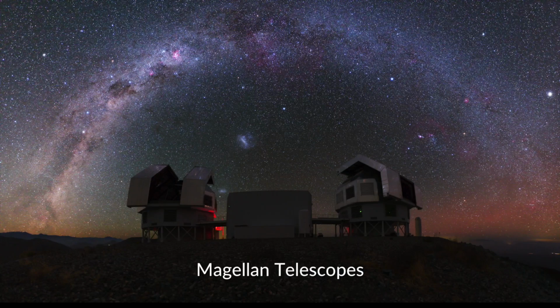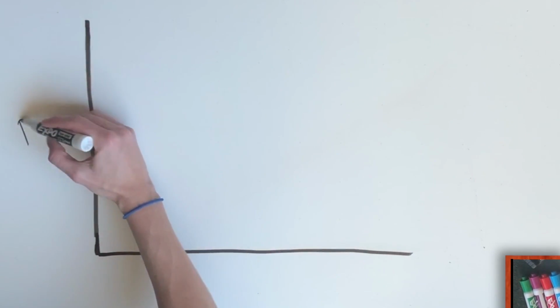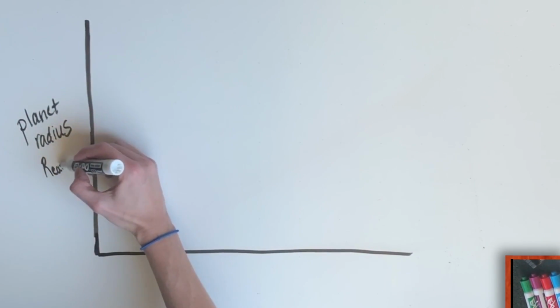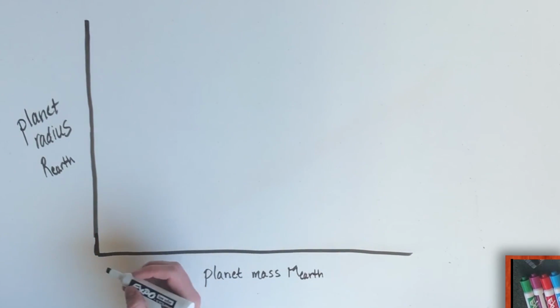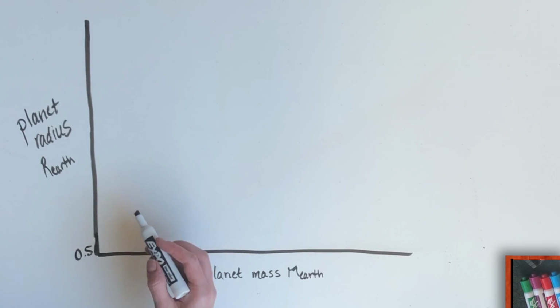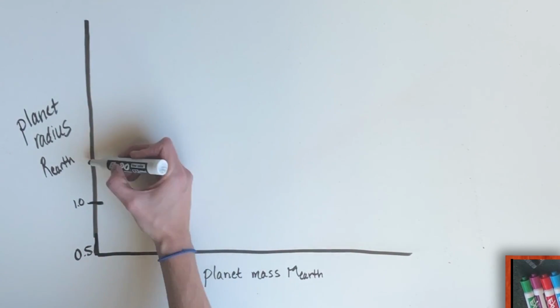I could make a whole other video about how we made those measurements, but here I want to focus on what the results mean. Here I'm drawing a diagram of the radii and masses of planets detected around other stars, known as exoplanets. Mass and radius are two fundamental parameters that we can measure from observations of exoplanets, although for only a fraction of them do we have both measured.